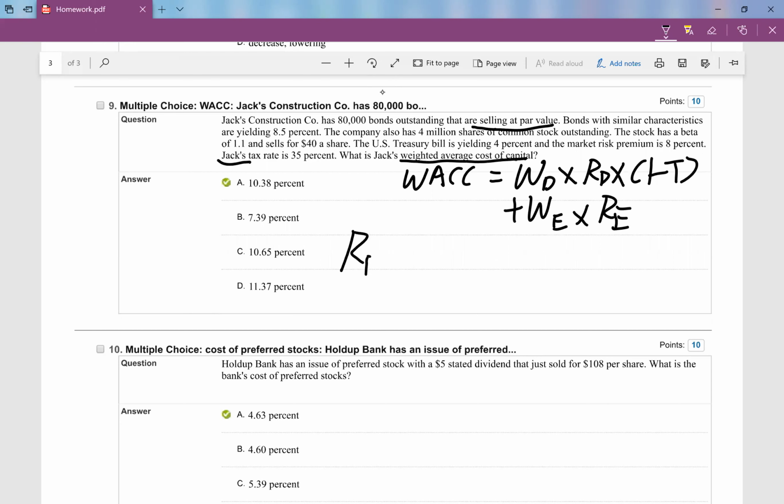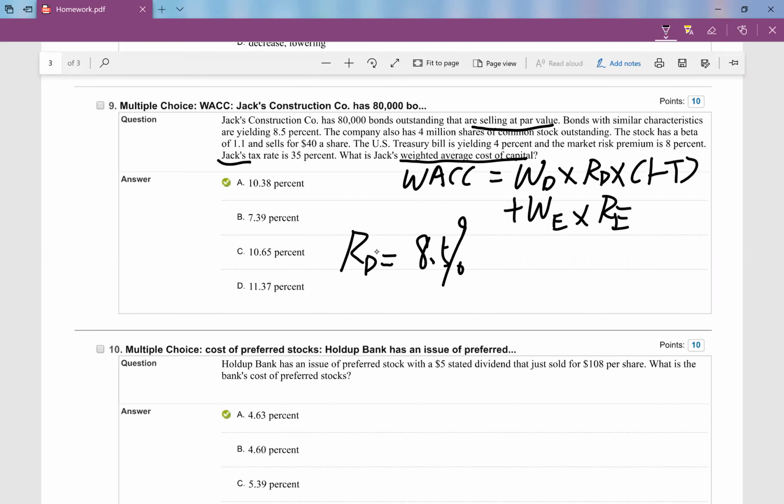What's the cost of debt? You can see here our bond, with a similar characteristic, yields 8.5%. The same risk will also match a similar return. So our cost of debt should be 8.5% before tax.